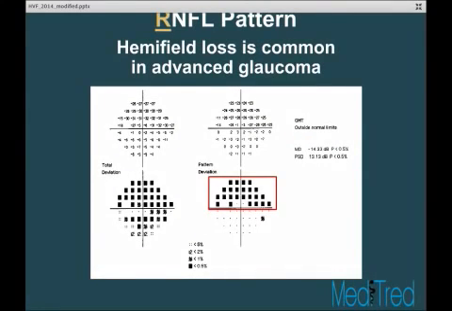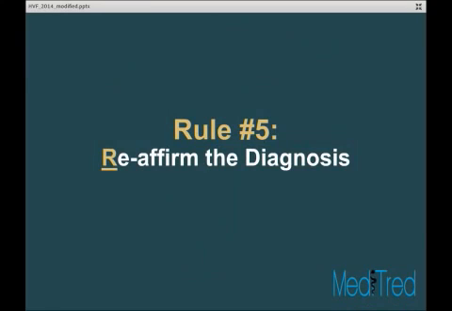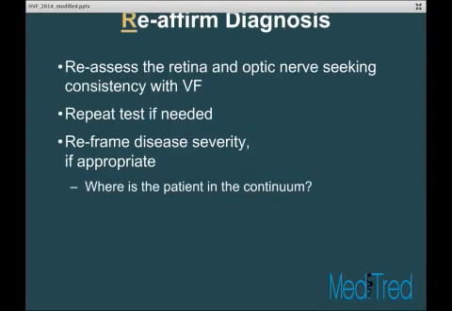Hemifield loss is common in advanced glaucoma, although it can also be seen in other pathologic conditions, such as retinal vein occlusion or ischemic optic neuropathy. This makes it important to reaffirm the diagnosis when interpreting a visual field. You need to assess the retina and the optic nerve to make sure that they are consistent with the visual field. A visual field that indicates advanced visual field loss without concurrent cupping seen in the optic nerve may suggest a different etiology for the visual field loss.